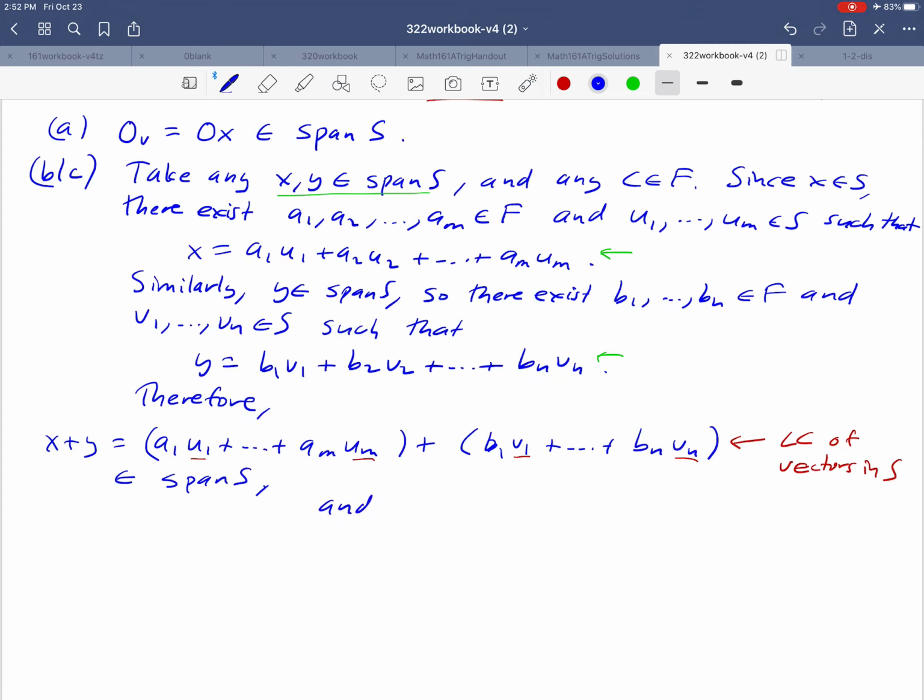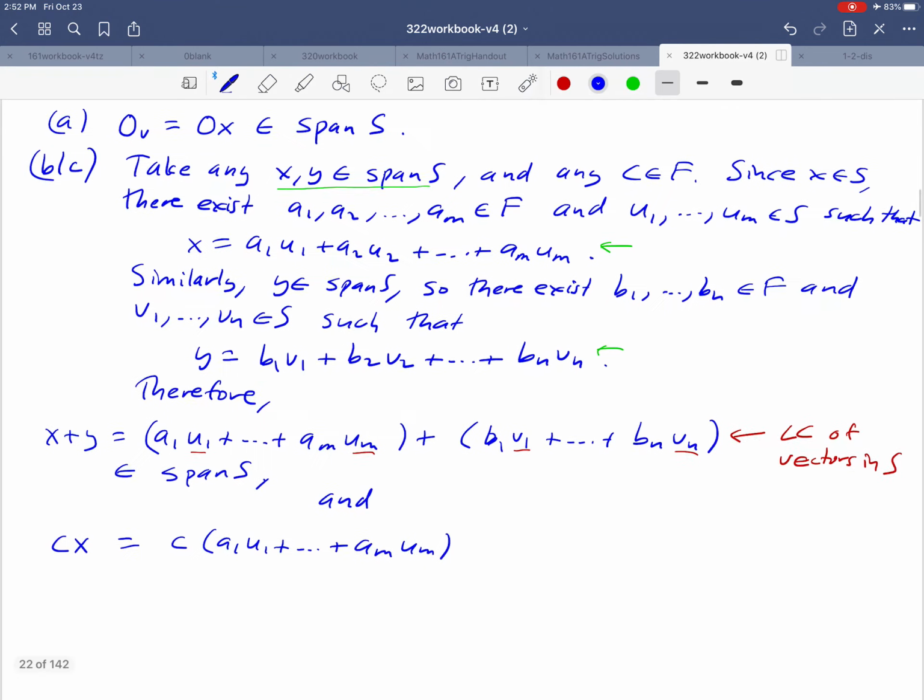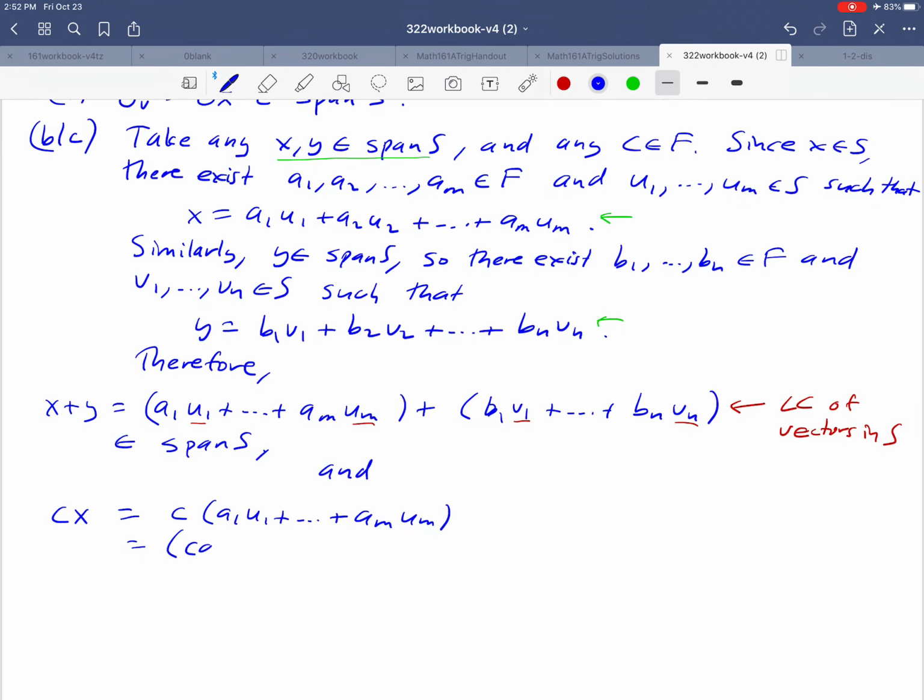Okay, what about scalar multiplication? Well, if we take a scalar c and multiply by x, we're going to get c times a1 u1 up to am um. Okay, and if we simplify that down, we can rewrite that as c a1 u1, and we would continue until we get to the last one, which looks like c am um. And notice that that's just a linear combination, again, of the vectors u1 through um. So that by definition is also in the span of S.